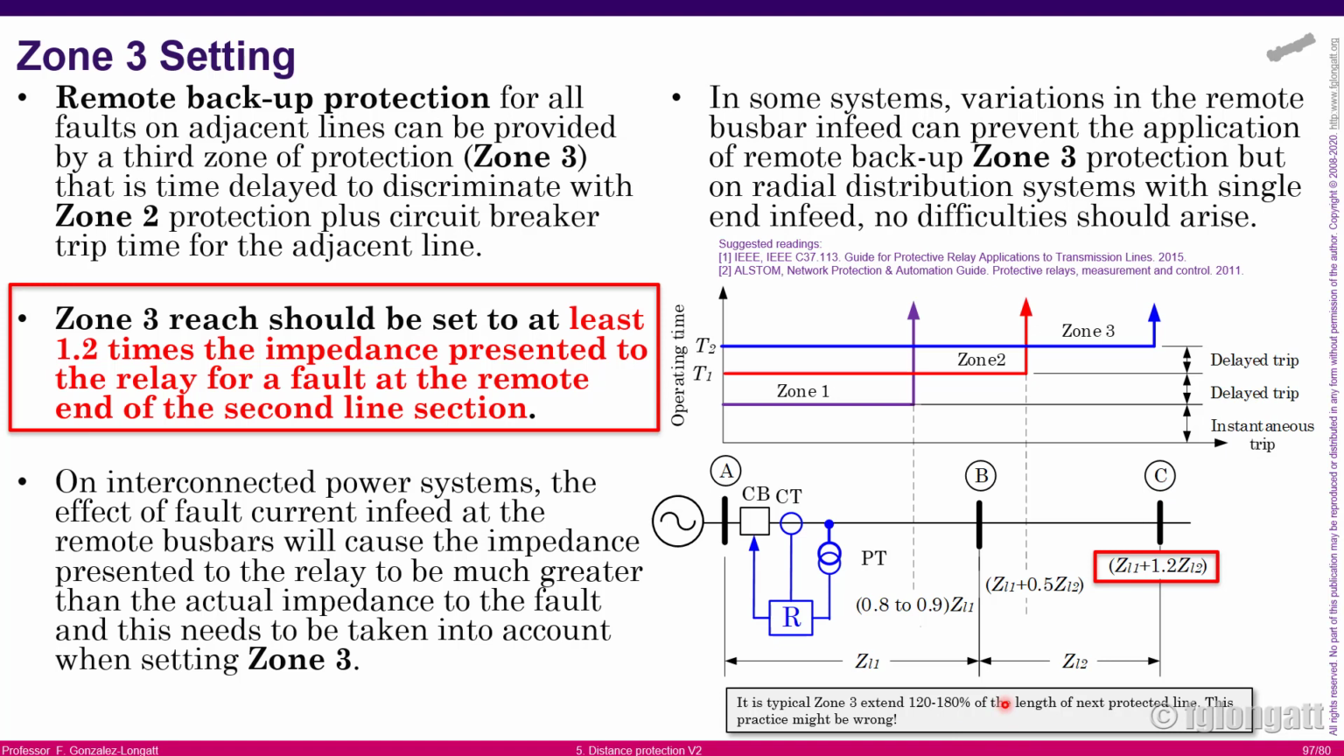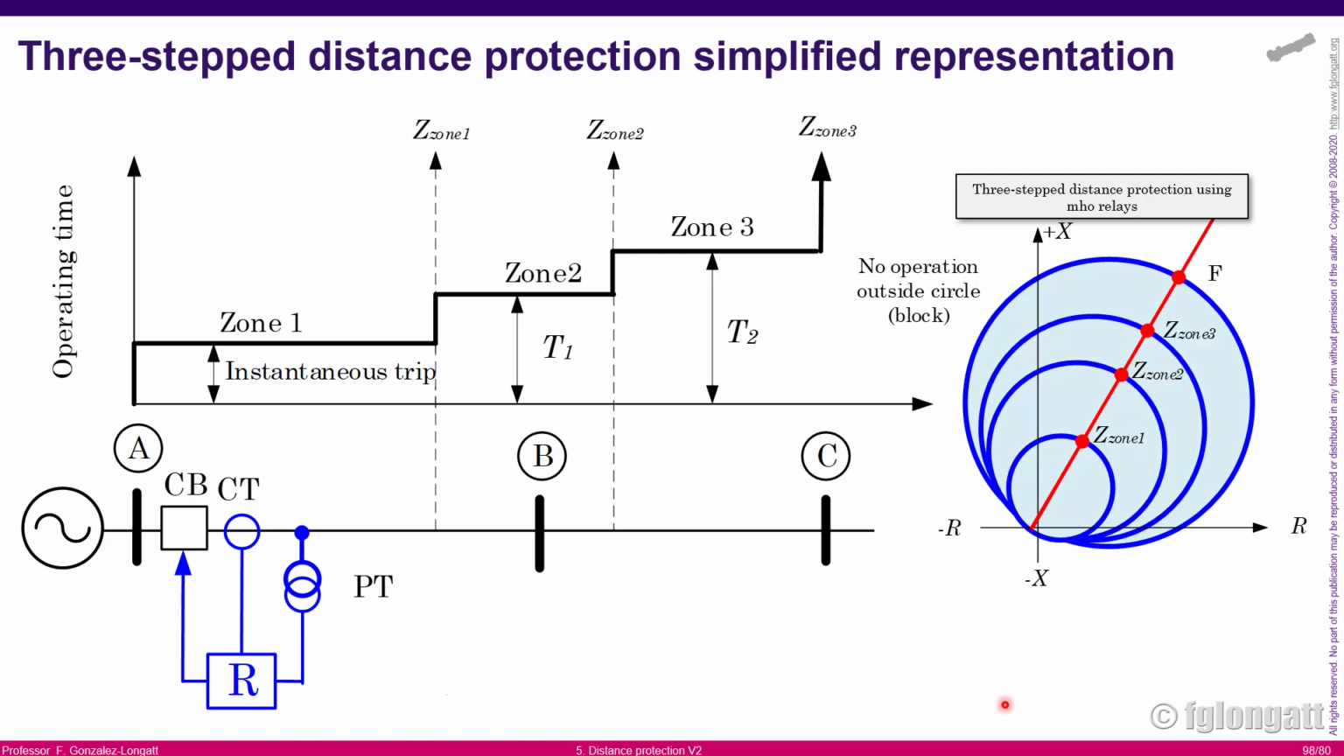Now what I'm showing you here is what many software packages present to you when you are running protection coordination, distance protection coordination, okay? What you can see over here is zone number 1, that is the instantaneous. Then you have a time interval and the time for the operation. The time for zone 2 is T1. And then you have the time for zone 3, that is T2, and you have the impedance for zone 3. That is the typical simplified representation for a three-step distance protection scheme, okay? That is what you can find in many protection software.